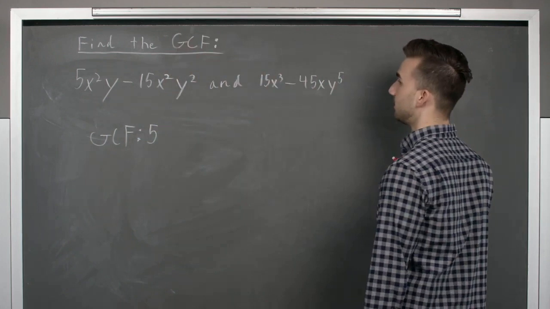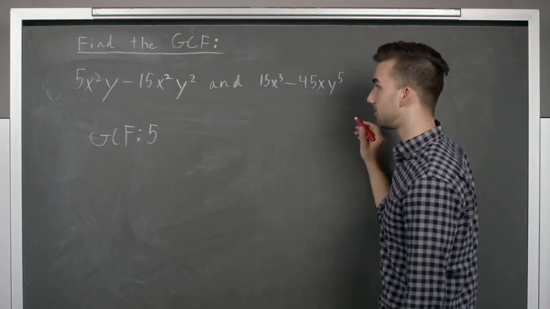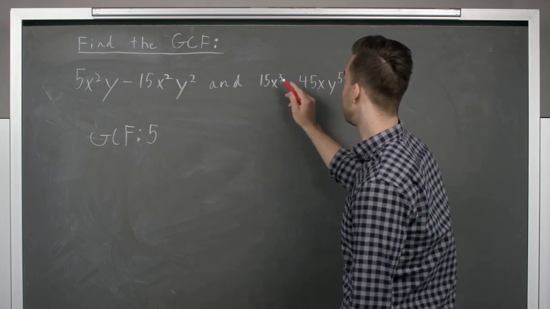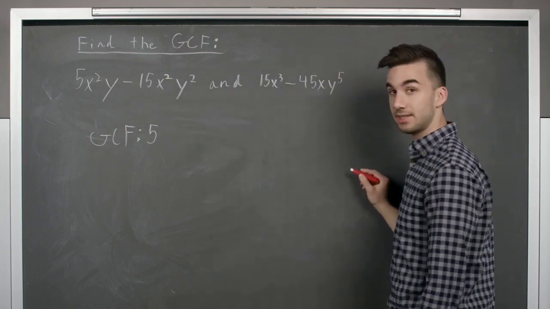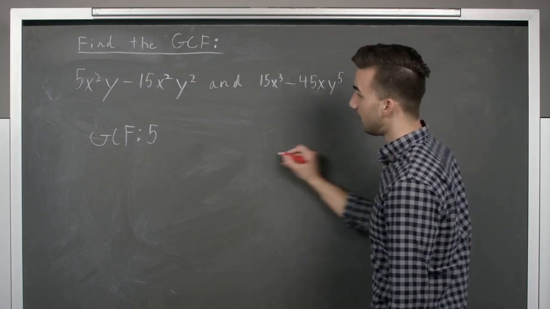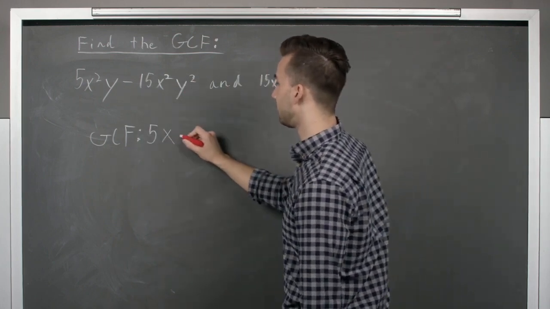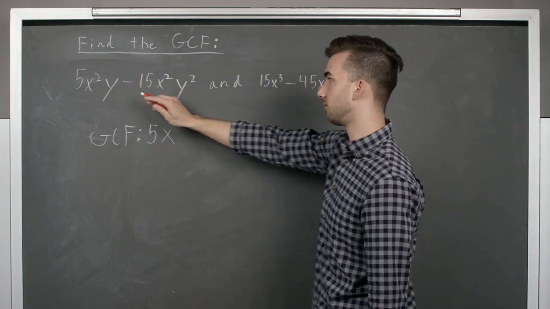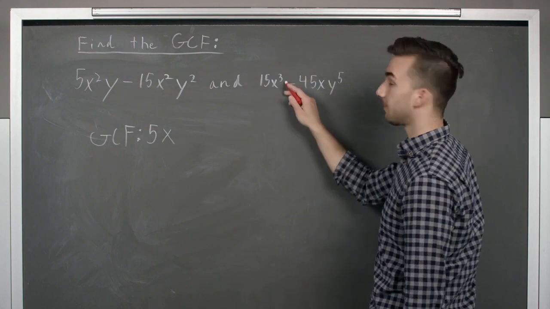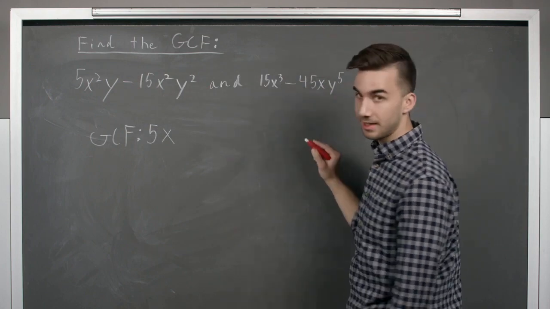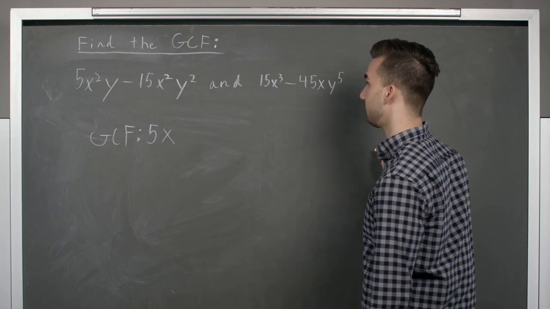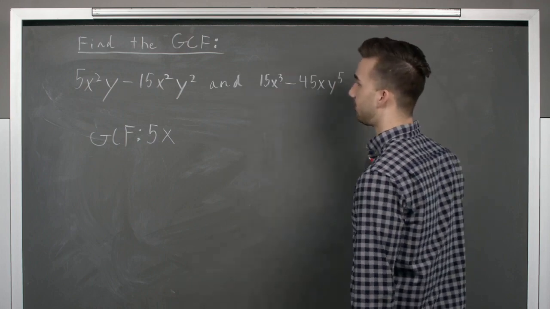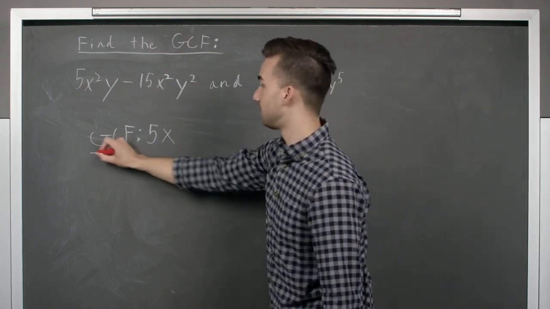Let's move on to our x's. So the lowest exponent of x, we have x to the power of 2, another 2, 3, and then 1. So we have to take our lowest. So x is in our greatest common factor. Now let's look at our y. Our lowest so far is 1, 2, and here we have nothing. So we cannot put y in our greatest common factor because it's not in this term. So our greatest common factor for this example is 5x.